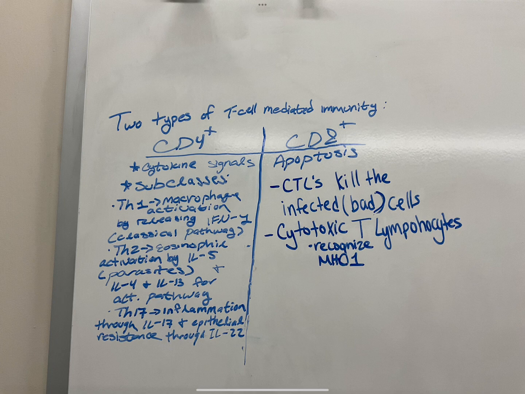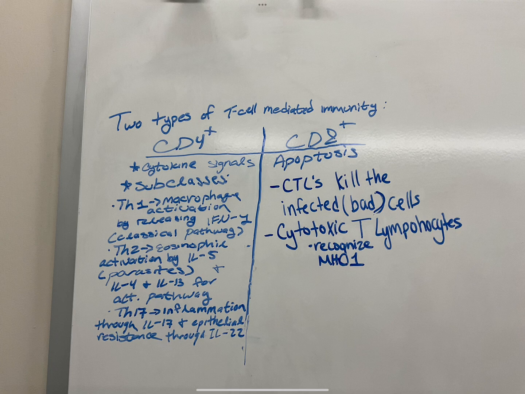T helper 2 lymphocytes release interleukin-5, which helps with the activation of eosinophils. This is helpful in case of a parasitic infection. And it also releases interleukin-4 and interleukin-13, which take part in the alternative pathway of macrophage activation.